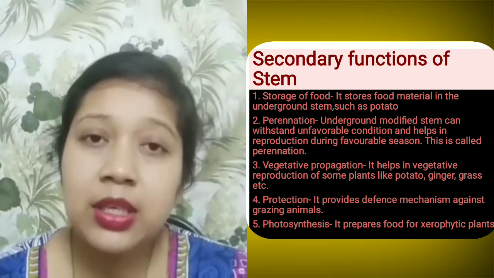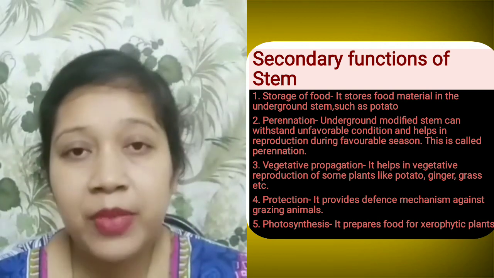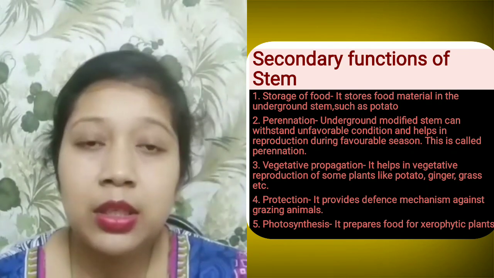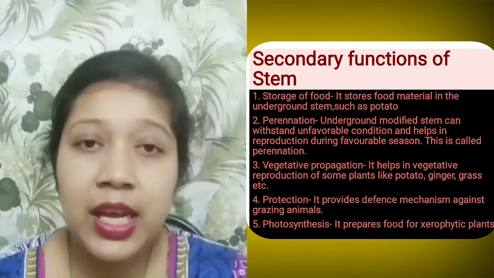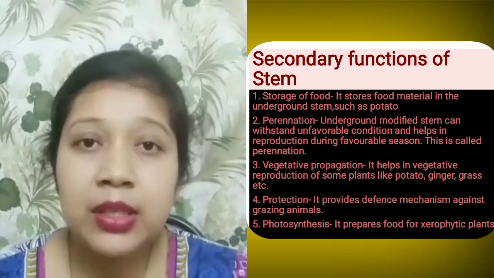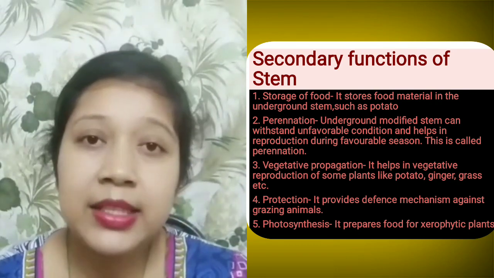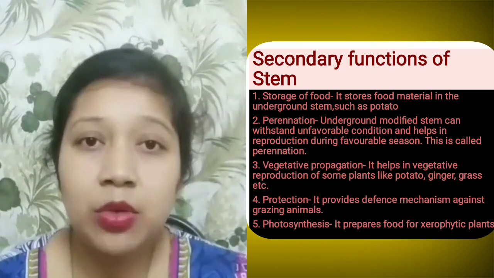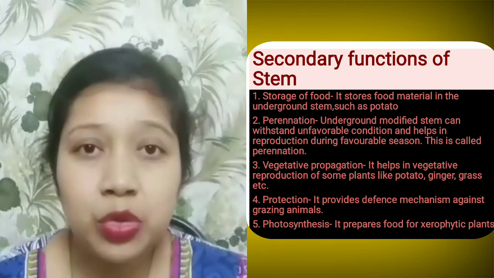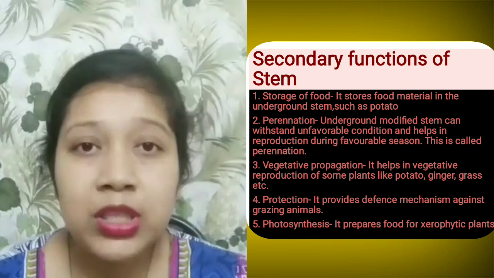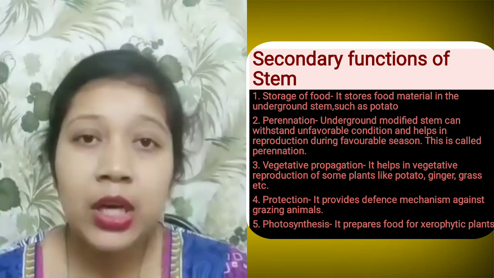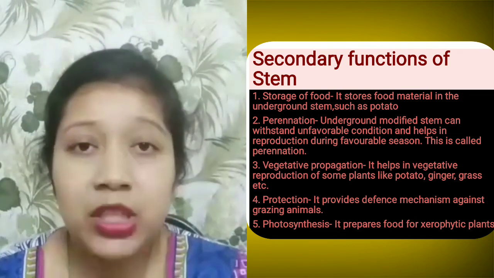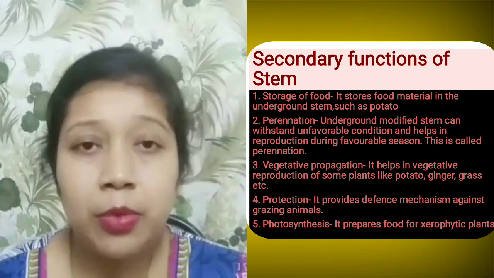Then comes the third one, which is called perennation. The word perennation means that when a part of the plant body holds itself and passes through an adverse condition, it later again grows into a new plant body. This whole phenomenon is called perennation. So in the case of tubers and rhizomes, all these are perennating organs in the plant. So that is the third important function.